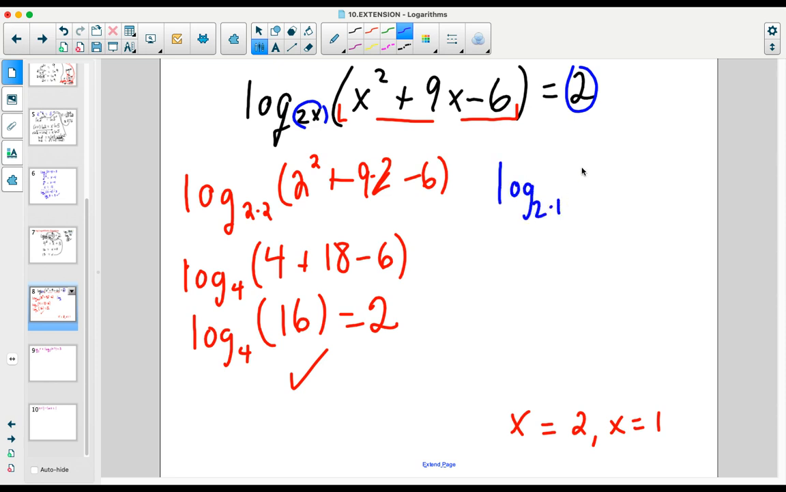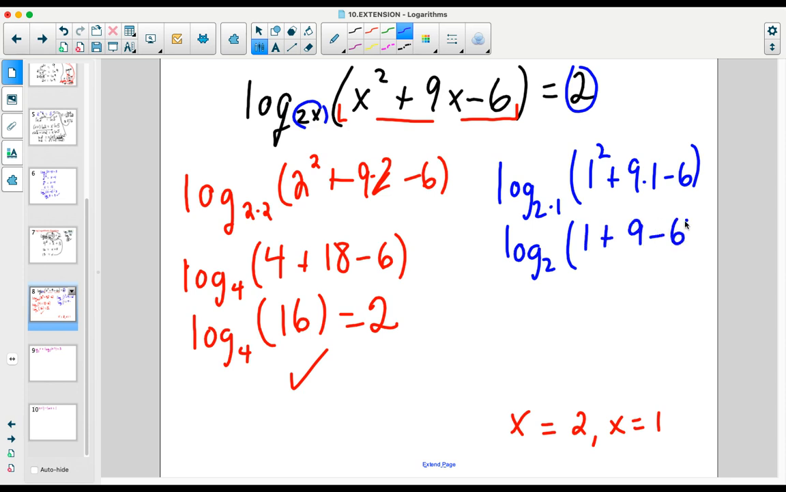Log base 2 times 1. 1 squared plus 9 times 1 minus 6. That's log base 2 of 1 plus 9 minus 6. Log base 2 of 4. And that, of course, is also 2. And that checks out.